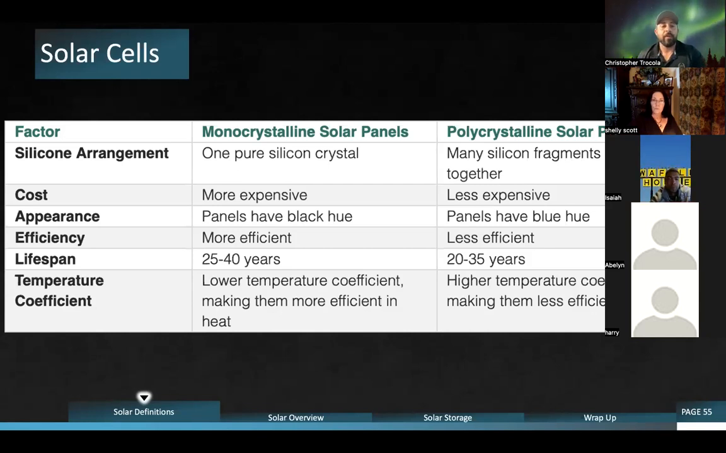Okay. Temperature coefficient. You're going to learn this definition next. Lower temperature coefficients make mono panels more efficient in the heat. Higher temperature coefficients make poly panels less efficient in the heat. Okay. I'm going to step away for 2 seconds and give you guys a chance to write that down. I'll be right back.